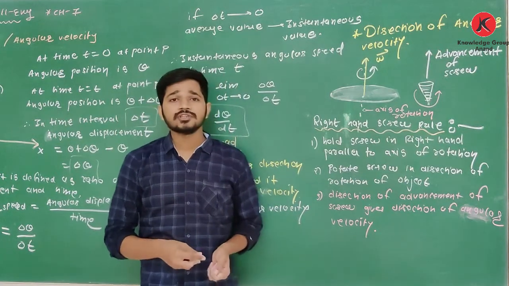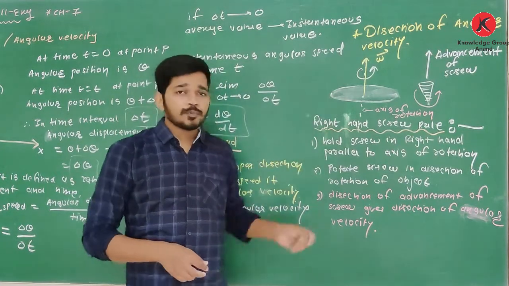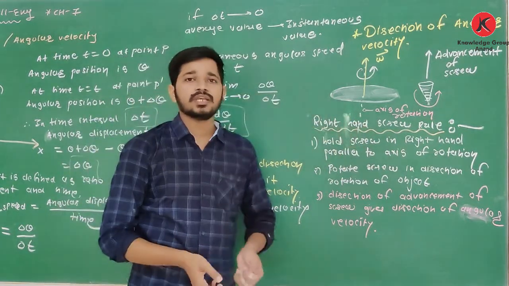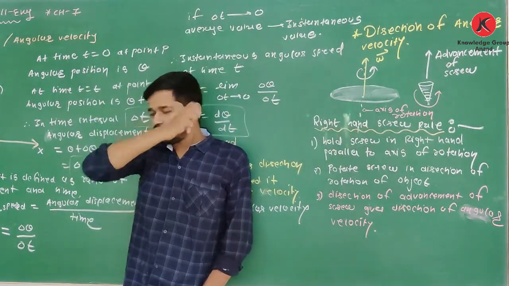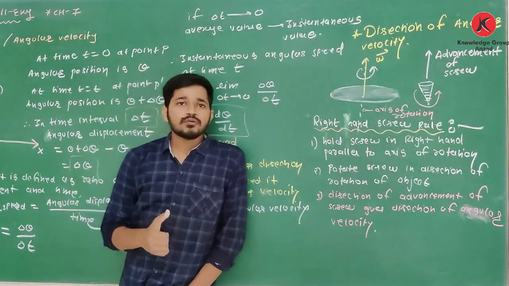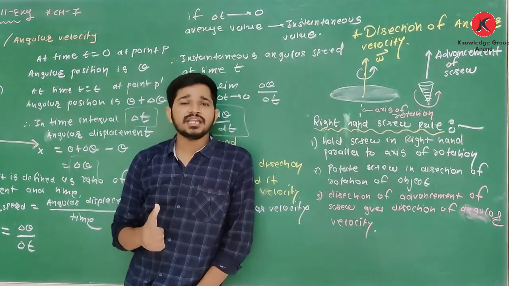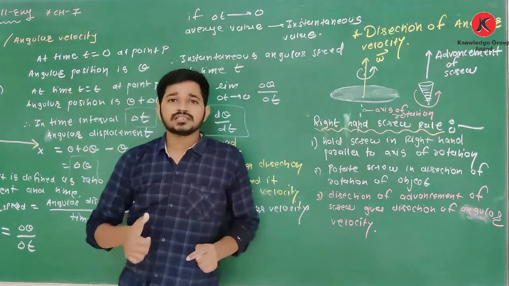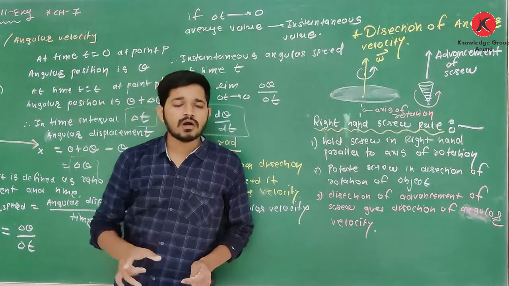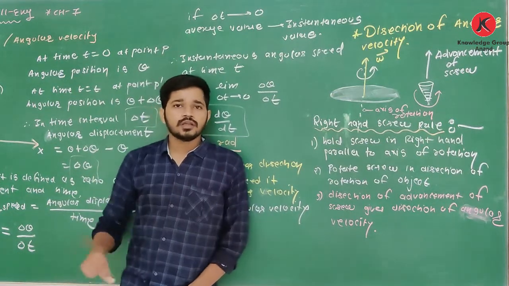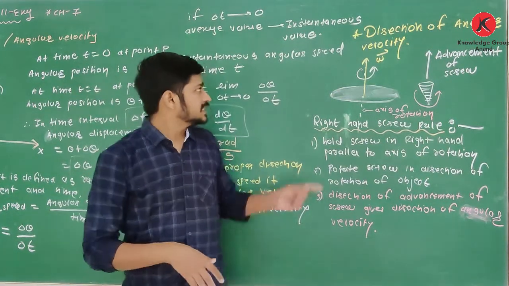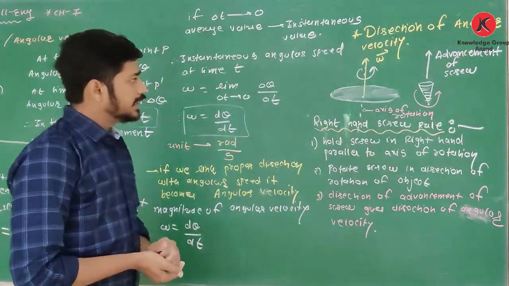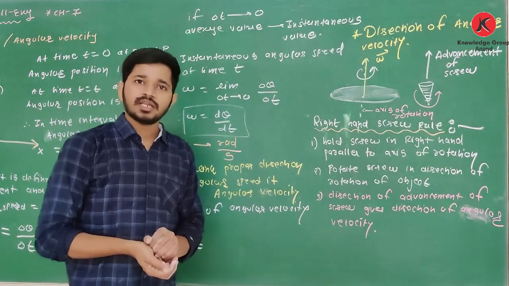upward. Clear about this? Yes, if it is rotating in opposite direction, angular velocity will be in downward direction. Again, what is another method? Wrap fingers of right hand in direction of rotation of object. Thumb indicates direction of angular velocity. Clear about this? So yes, it is how to find direction of angular velocity. Okay, now we will see next topic, that is angular acceleration.